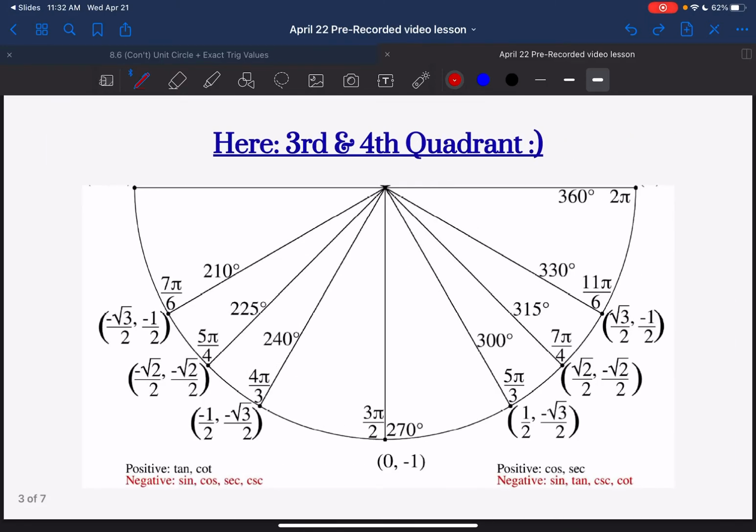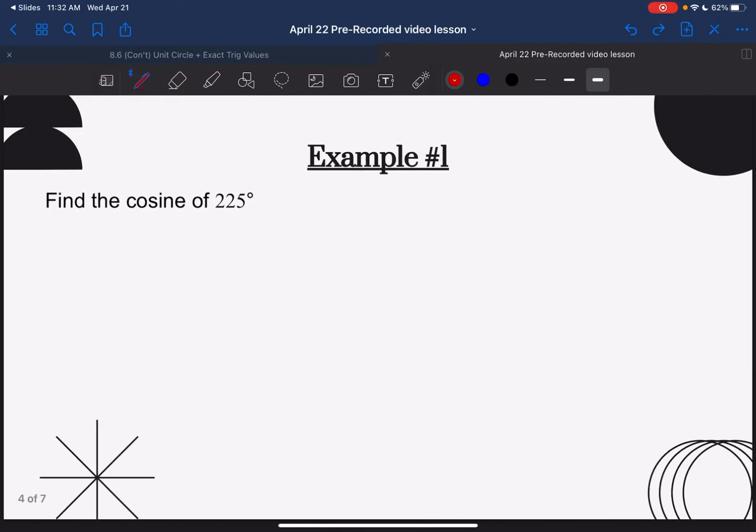And we also have the third and fourth quadrant, which is the lower portion of the unit circle. If you want to pause the video and copy the rest, go ahead. Or if you already Googled the unit circle and have everything, then that's totally fine. You're awesome, okay? All right, so let's take a look at example number 1.